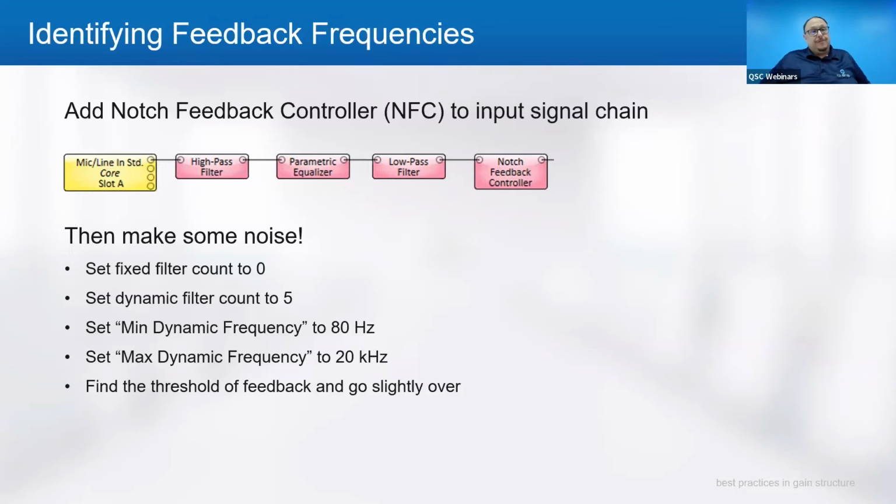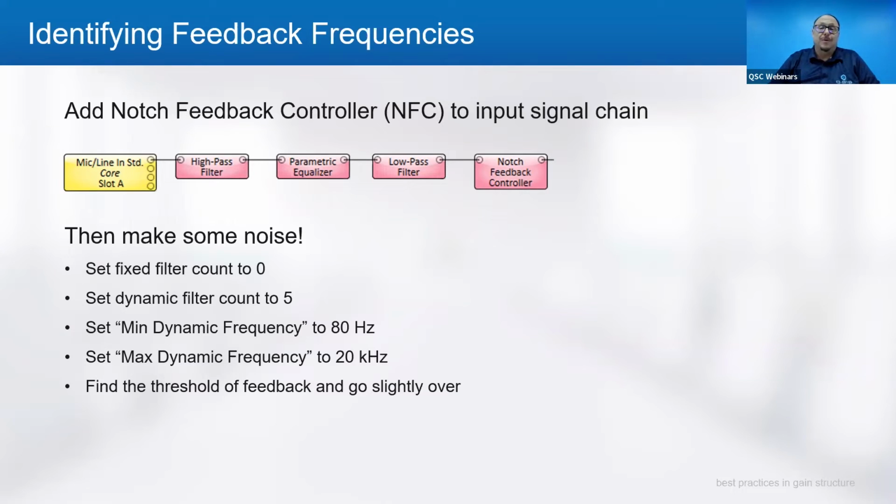Identifying feedback frequencies, right? What you can do is add a notch feedback controller. This is a Q-SYS product, and then you're going to make some noise. This is an ad hoc way to identify the room modes for an integrator that doesn't have any analysis tools, right? So you can use that.